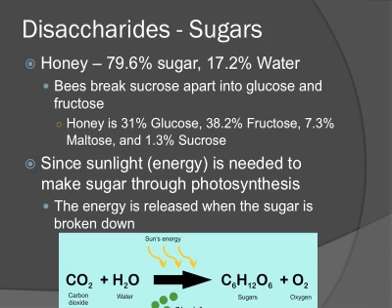Since sunlight, which is technically energy, is needed to make sugar through photosynthesis, this energy doesn't just disappear. This energy is stored in the sugar, it is stored in the bonds. So when we break these bonds, when our body is breaking down the sugars into things that our body can use, it releases energy, and this is why when we eat different types of starches and sugars, we get a rush of energy, because as we break these bonds down, the energy has to go somewhere. Energy is always conserved.